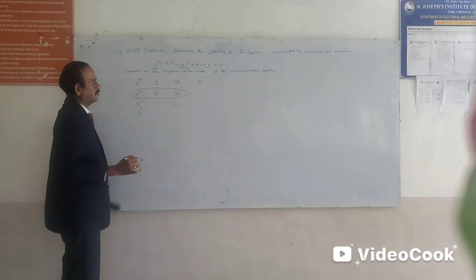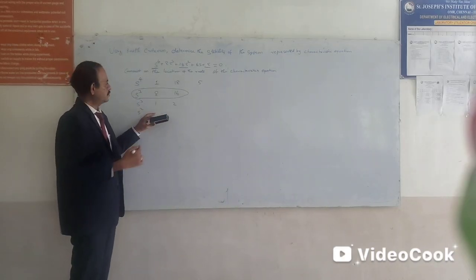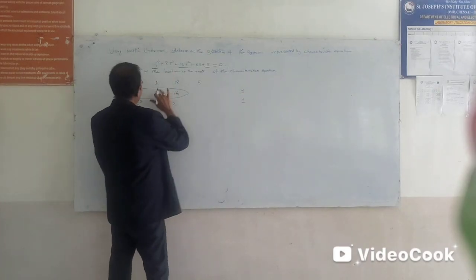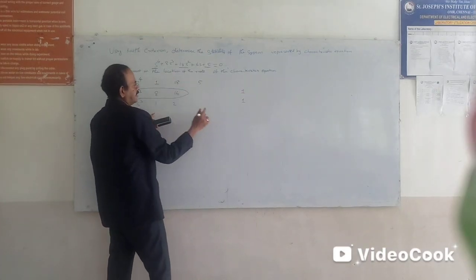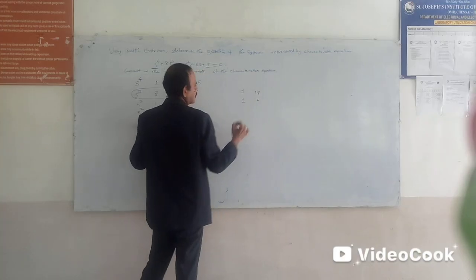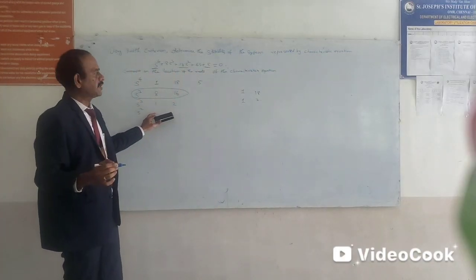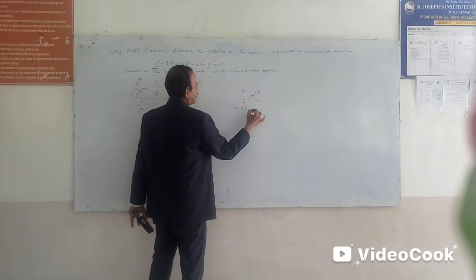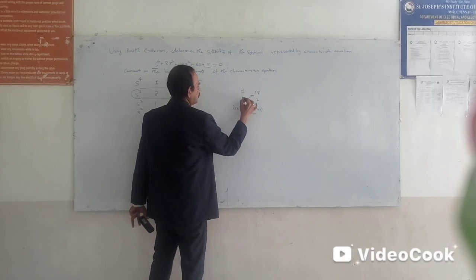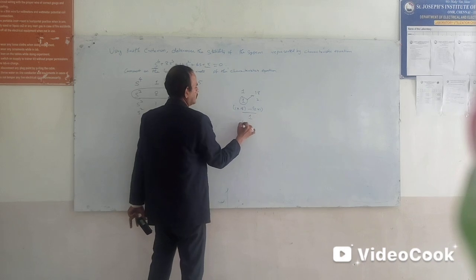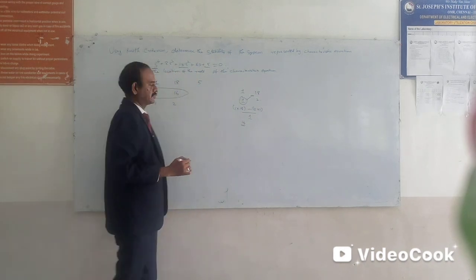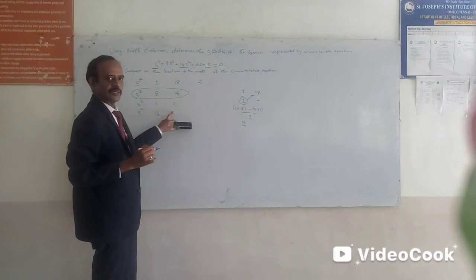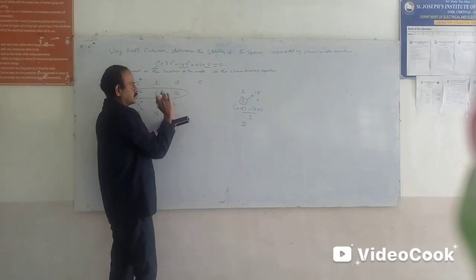This term can be formed from the previous two rows. What is the first column? 1, 1. Next column: 18, 2. So we have to do the cross multiplication. How do we form it? 1 into 18 minus 2 into 1, divided by 1. We will be getting 16. So that is the answer. Next, if you want to form the next column, again take the first column of the previous two rows.